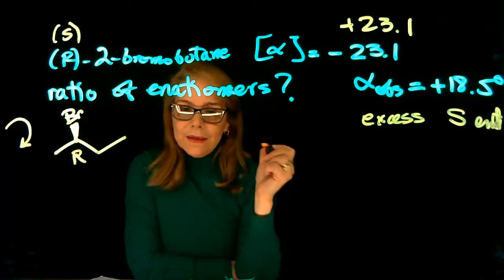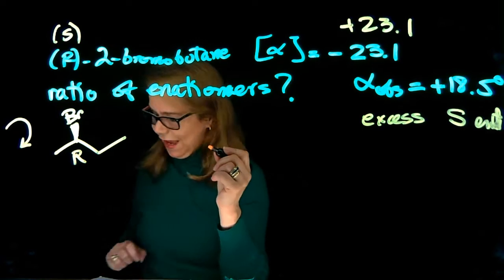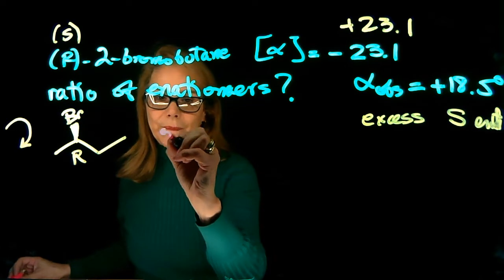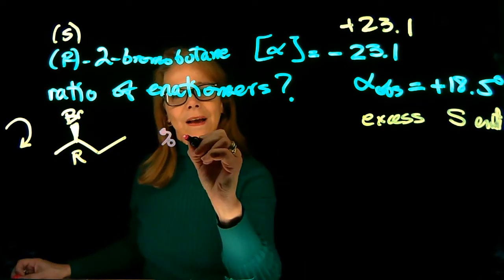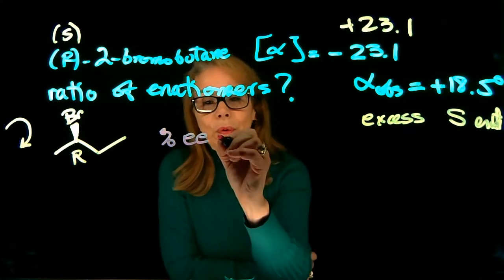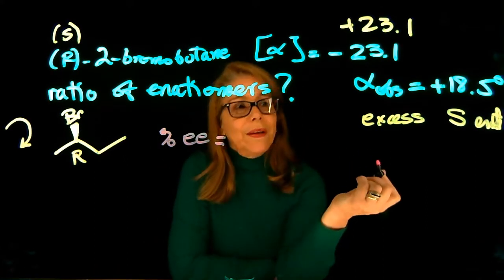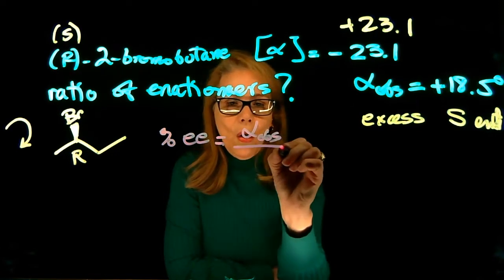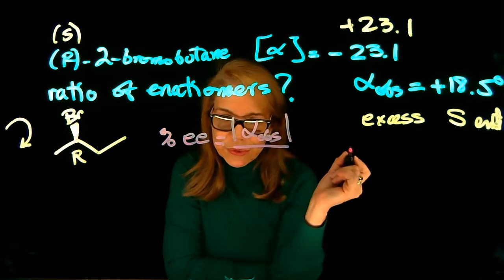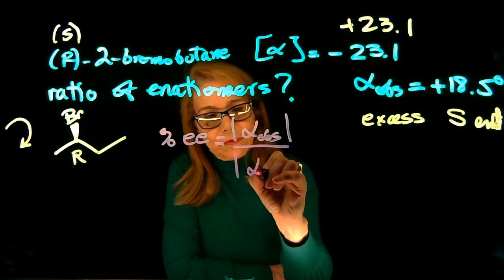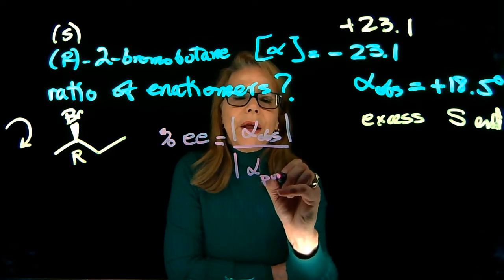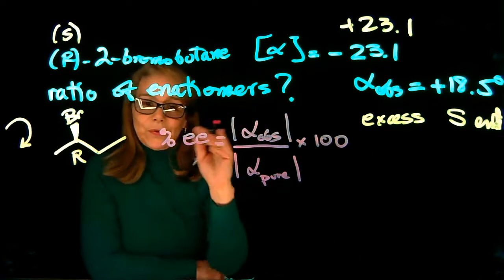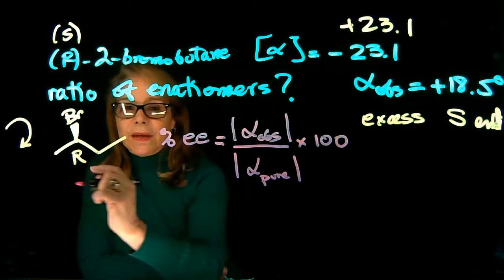But by how much? Let's do that. So the first thing that we're going to do is calculate what we call the percent enantiomeric excess. So by how much in percent? Percent enantiomeric excess. What we're going to do is now divide the observed rotation. So I'm going to write it down, say observed optical rotation over, and we're going to do that in absolute value. And then over the rotation of the pure enantiomer, again absolute value, times 100. So that will tell me how much in excess is one with respect to the other.